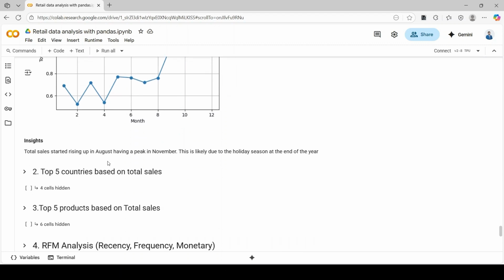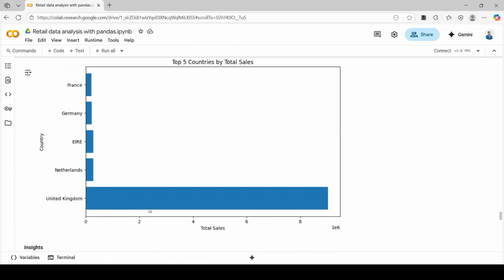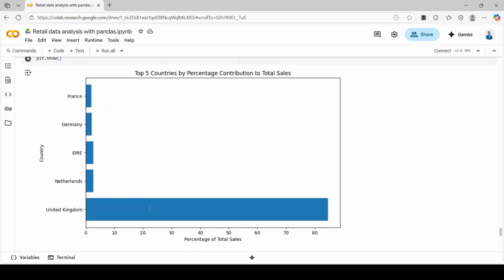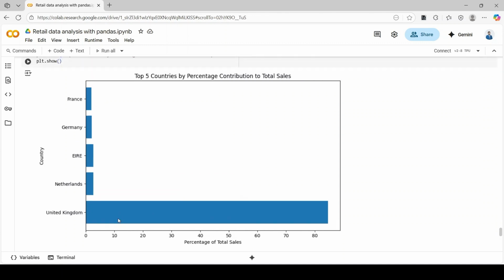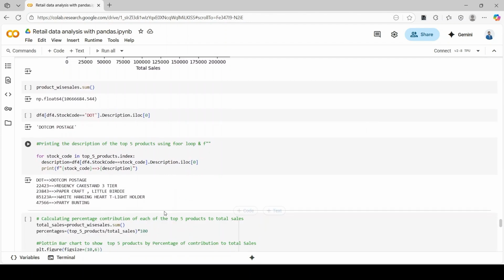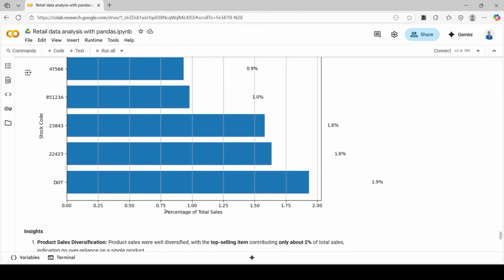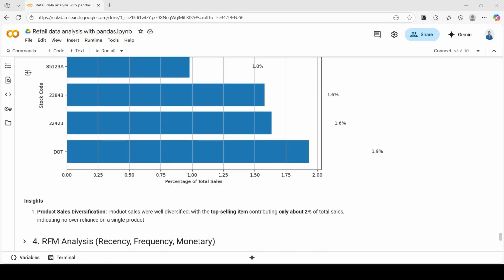Then I also investigated sales based on countries, where I found that the company had an excessive reliance on a particular market, which is the United Kingdom, UK, because the UK accounted for over 84% of total sales. But the product-wise total sales was really balanced and had no over-reliance, because the top product contributed only about 2% to the total sales, which indicates product sales diversification available in this company.